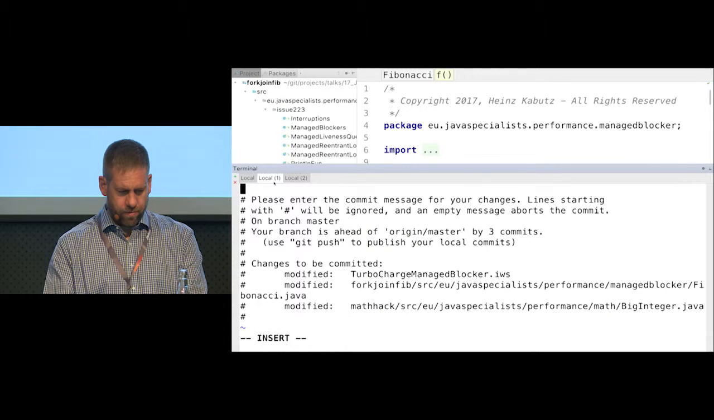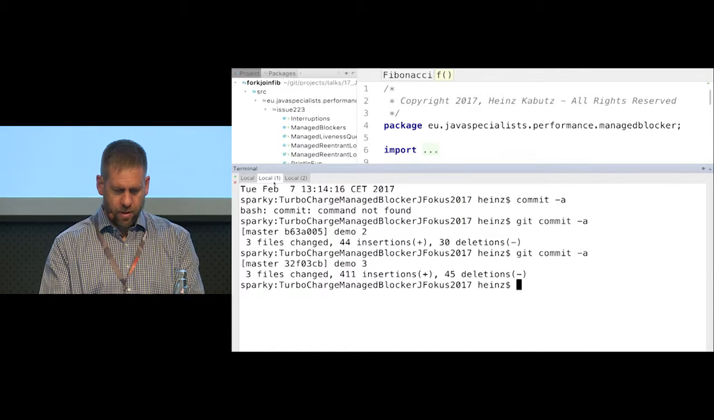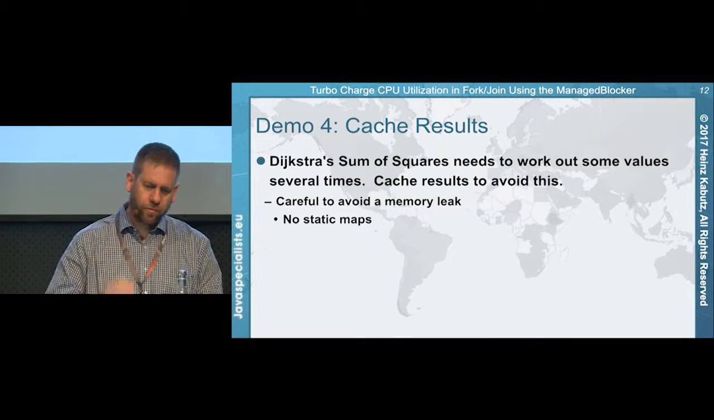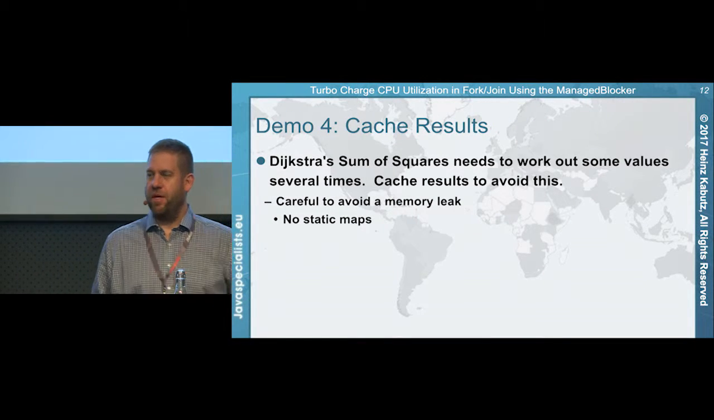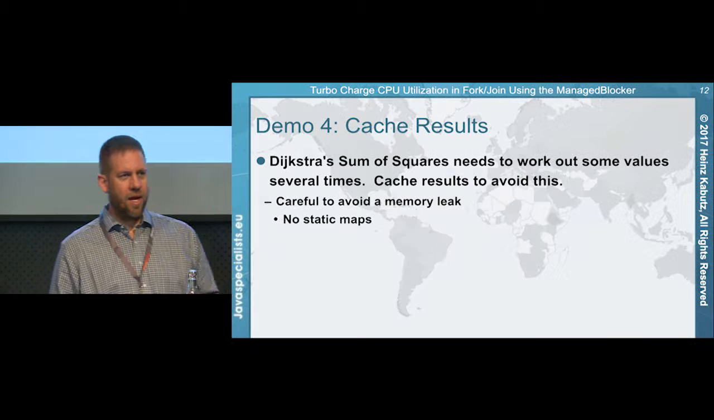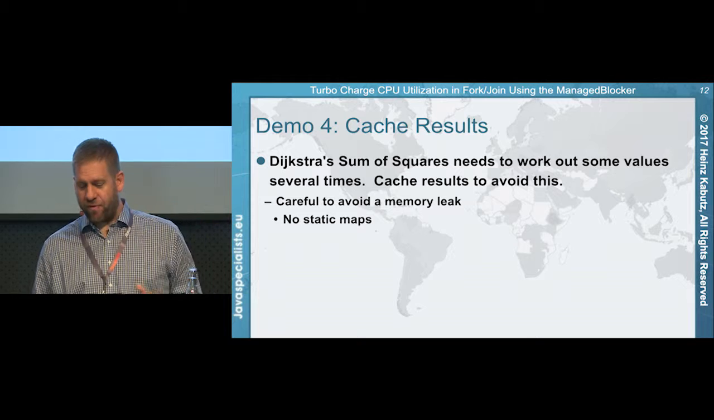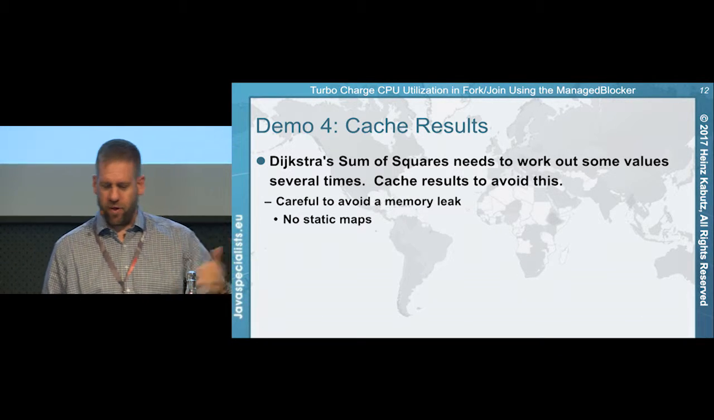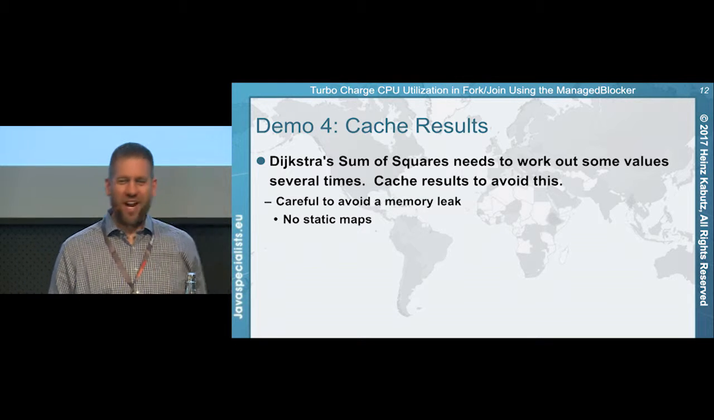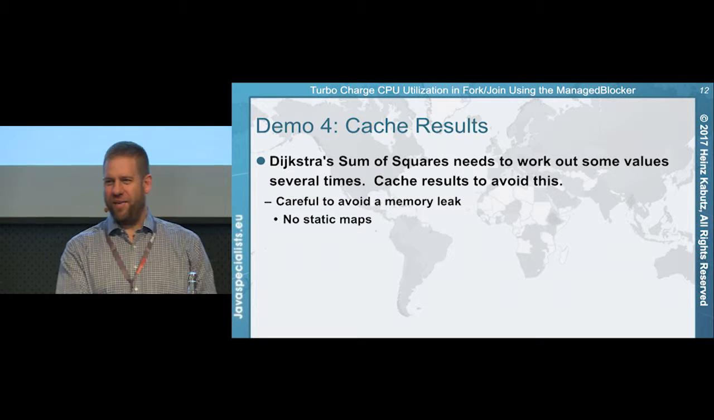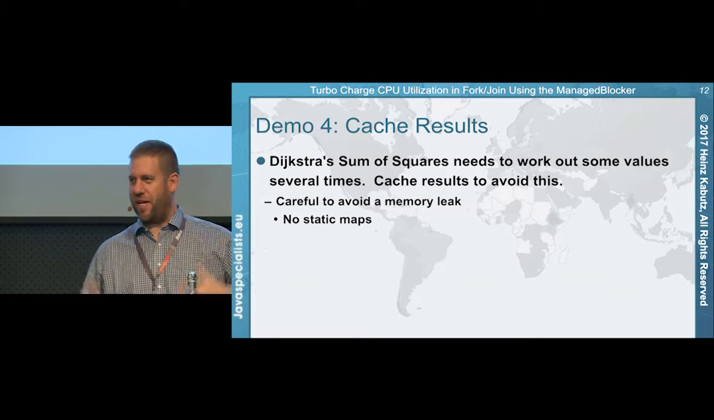Git commit -a, demo 3. Bingo. And now we do the next one. The next one, we're going to cache the results. So if we don't want to work out something more than once, ideally. So we want to, if we've had it before, we want to just give that value back, not work it out over and over again. Now, one of the challenges we have is we don't want to cause a memory leak, right? Where we put it into a static field.